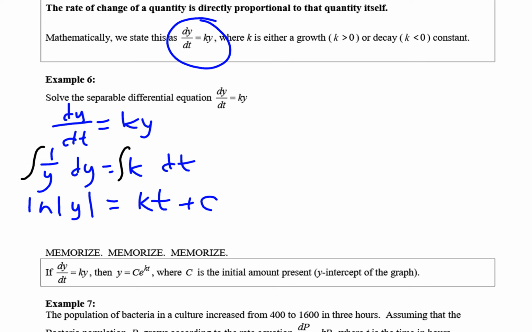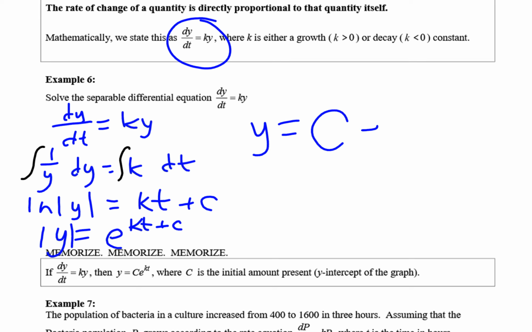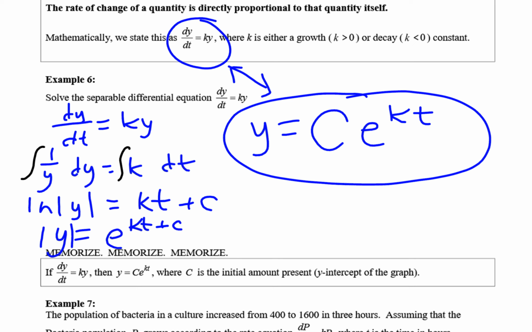Solving for y, if we exponentiate both sides, we get the absolute value of y equals e to the kt plus c. We can separate that into two conditions, or we can remember that we can get rid of the absolute value symbol by putting a big C in the front. So if the rate of change is directly proportional to the quantity itself, we can use this equation to help us figure out the problem.